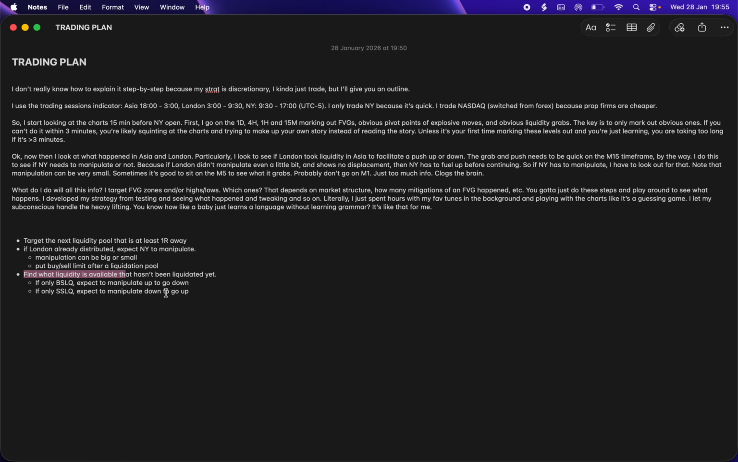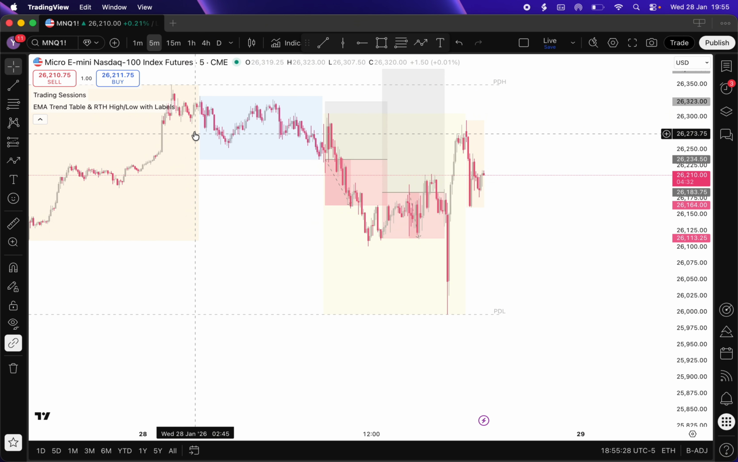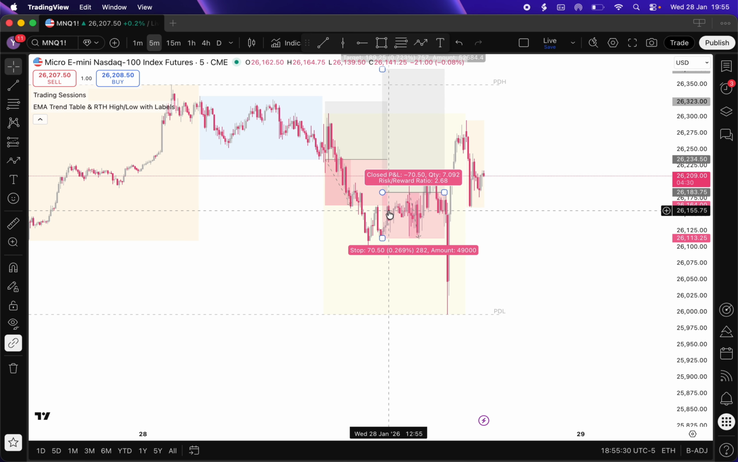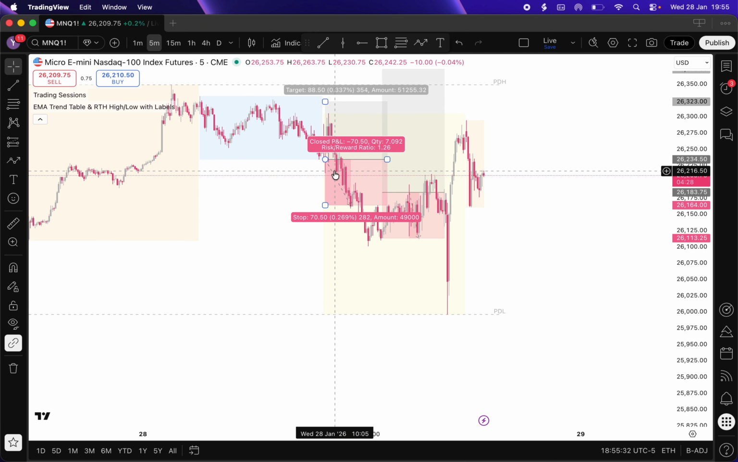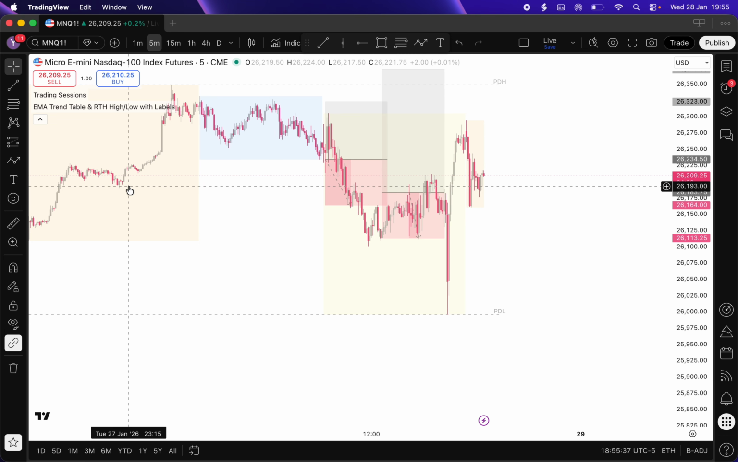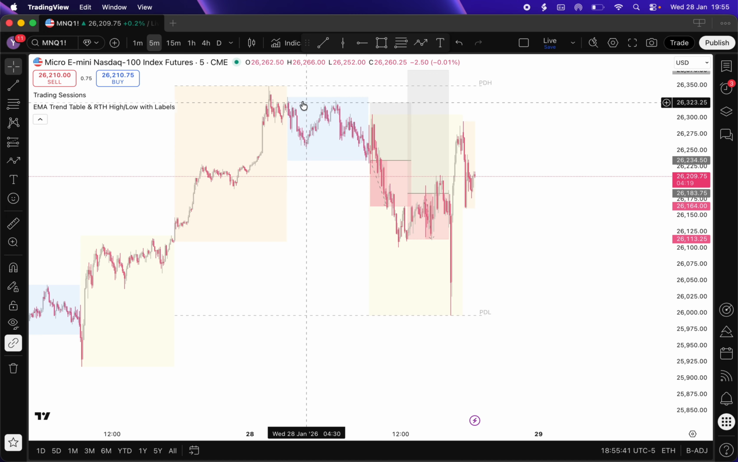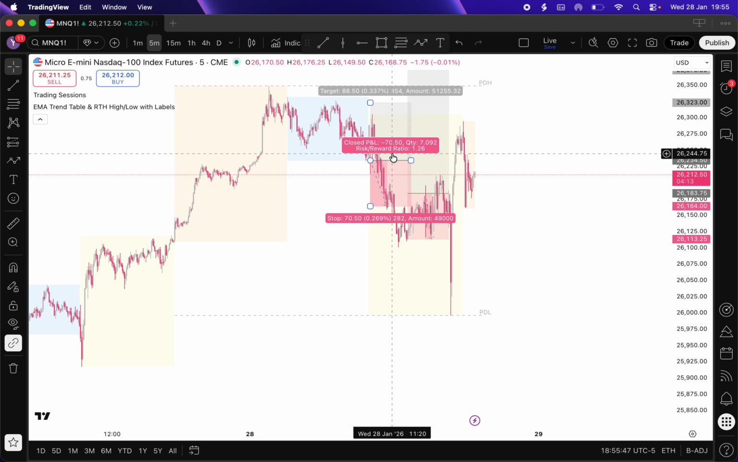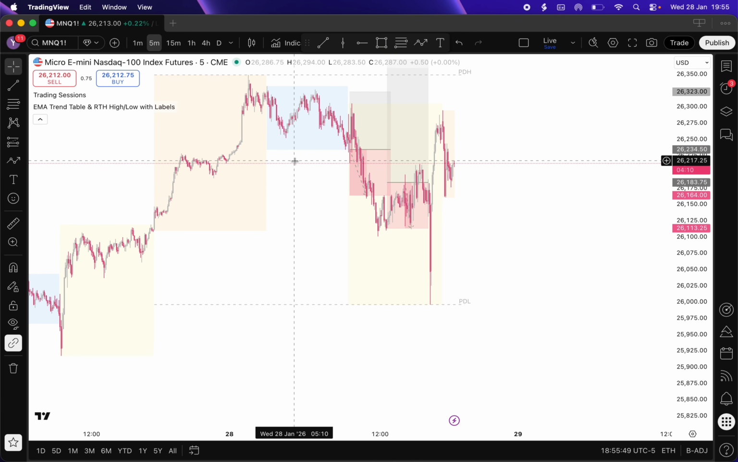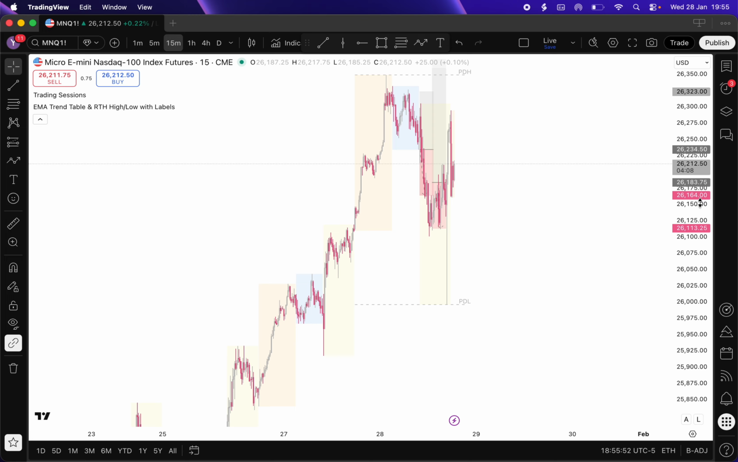So find what liquidity is available that hasn't yet been liquidated. For example here, we only really saw buy side liquidity. We didn't really see any sell side liquidity. And there could be some here, but not as much as buy side liquidity, I would say, because the most recent price action is bearish, even on the 15 minute.